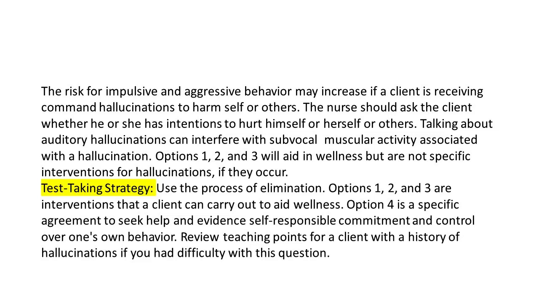Test-taking strategy: use the process of elimination. Options 1, 2, and 3 are interventions that a client can carry out to aid wellness. Option 4 is a specific agreement to seek help and evidences self-responsible commitment and control over one's own behavior. Review teaching points for a client with a history of hallucinations if you had difficulty with this question.